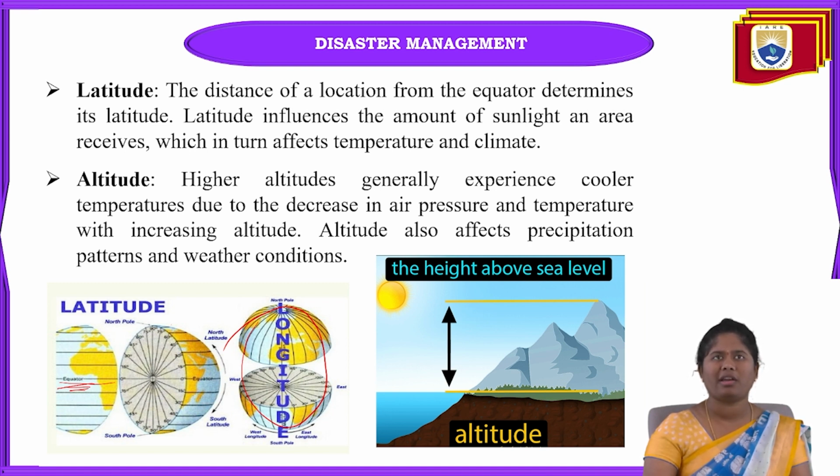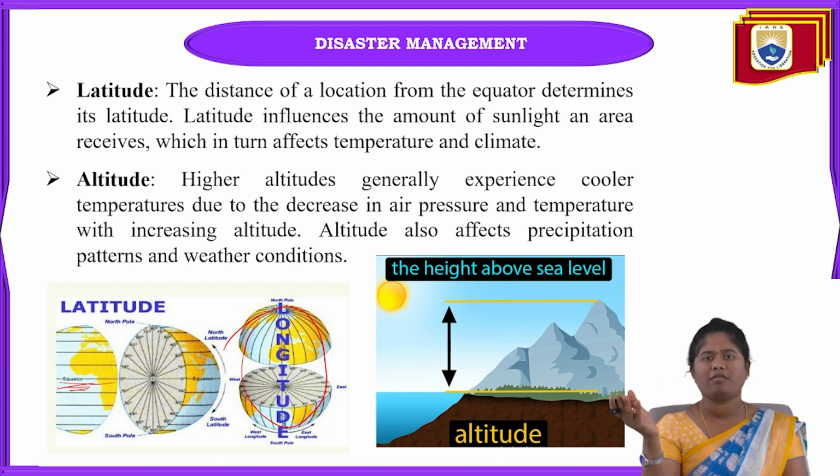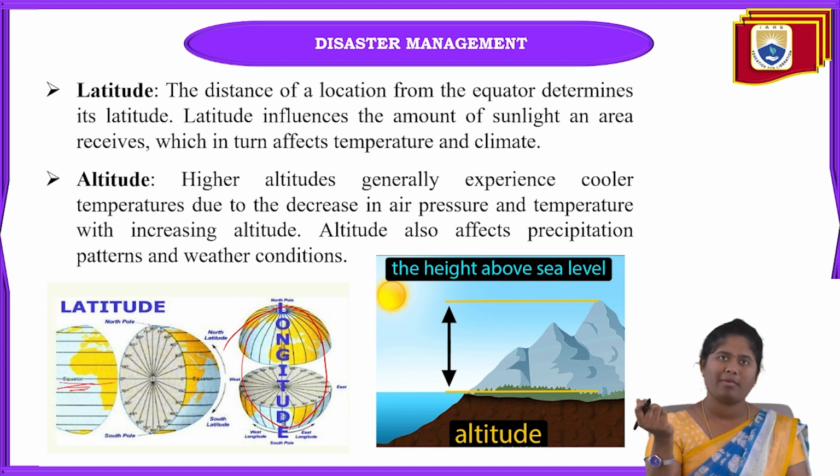This latitude influences the amount of sunlight that part of the area is going to receive, and that will affect the overall climatic conditions and also temperature. From that location to the equator, that is latitude, and sunlight will fall on that area, and at that time it will automatically affect its temperature and also climatic conditions.